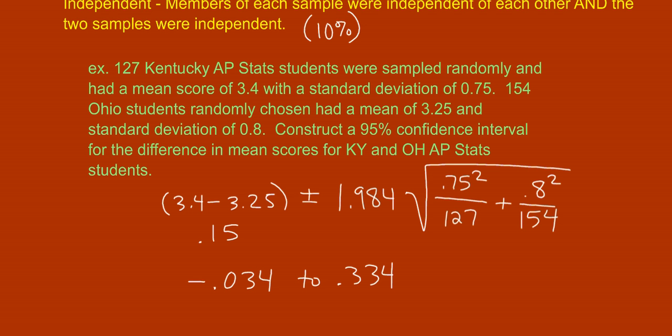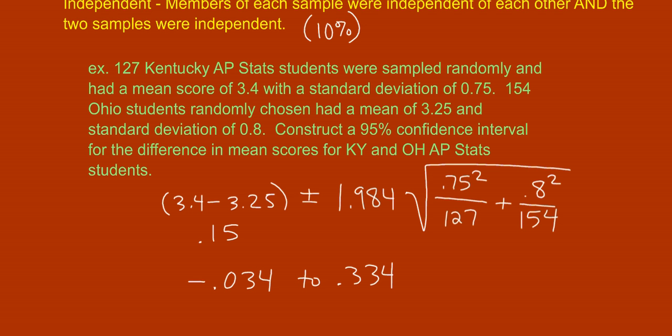So let's talk about what that means before we write our interpretation sentence. I am 95% confident that the true difference is somewhere between negative 0.034, which would be Ohio beat us, Kentucky, by 0.03 (I'm in Kentucky), and somewhere between that and Kentucky won by 0.334 on average. That's what this 95% confidence interval means.